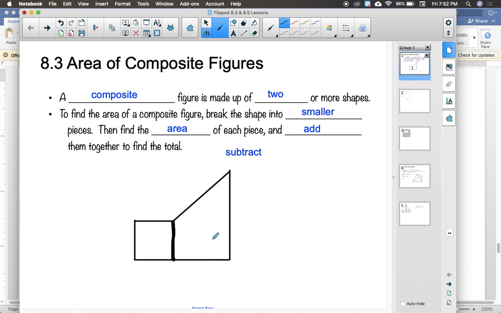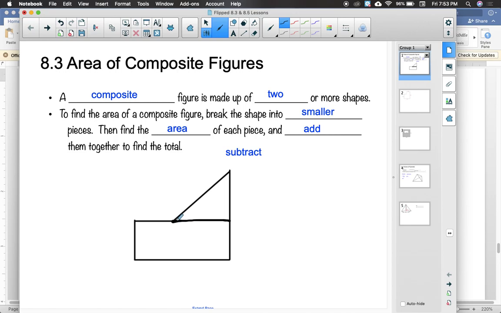Now, for some of you, that's not the way you would break this up, and that's okay. Another possible way to break this shape into two is to draw your line this way. And now I have a nice long rectangle here, and I have a right triangle here. So different people are going to see different ways to break these into smaller shapes. And almost every time we can solve them in a couple different strategies.